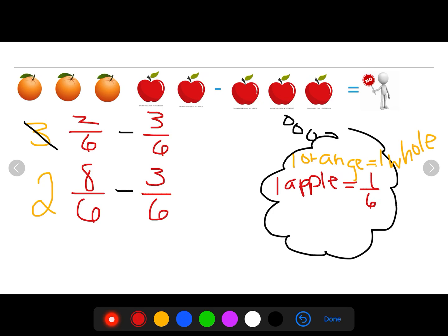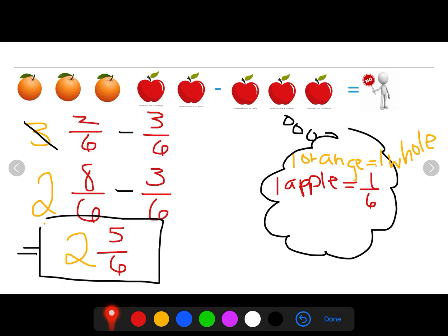Now can I do it? I most certainly can. 8/6 minus 3/6 equals 5/6. And we know that our 2 wholes, or let's think of it as oranges, none of these were subtracted from anything else. So all I'm going to do is simply bring down my 2 wholes. So guys, I know that 3 2/6 minus 3/6 equals 2 5/6.